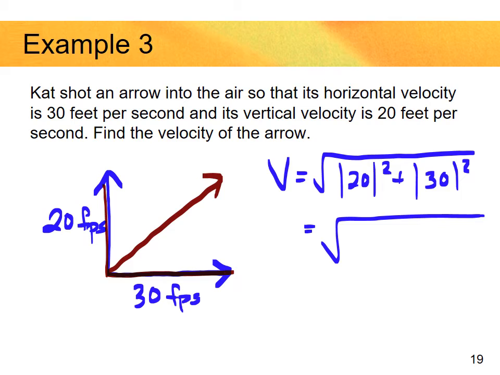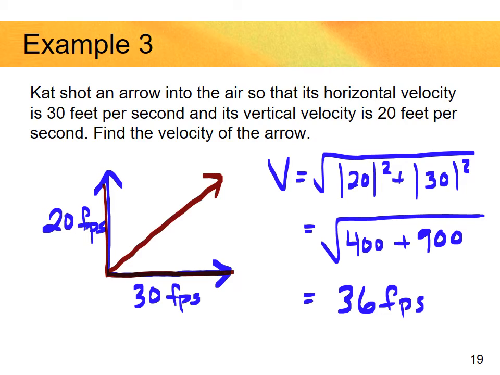Putting that all together, I got a big number, right? 400 plus 900, which is 1300. Is that right? Something went wrong here. Let me just check. All right, I just had to check that on the calculator here, and yes, it's 36.0555. So 36 feet per second is our magnitude right there. So let's also figure out the angle measurement as well.